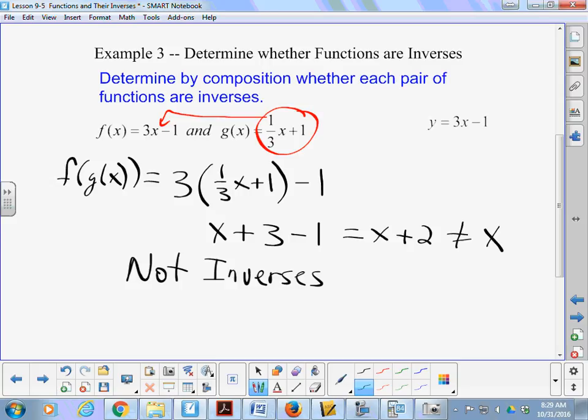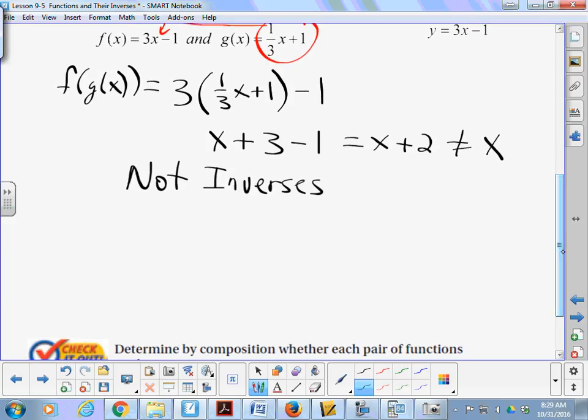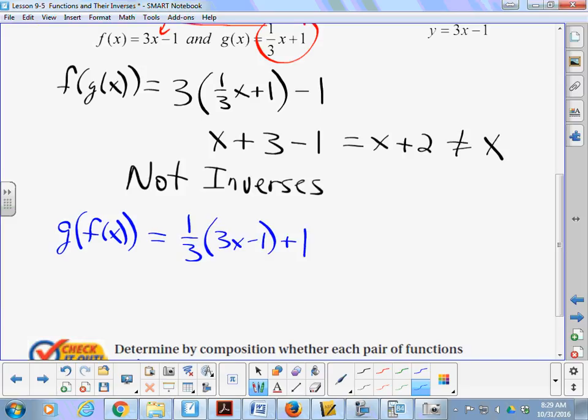So we're using composition. So let's do it the other way just to verify the other way. You don't have to do it both ways to prove that it's not, but you do have to do it both ways to show that it is. So if we do g of f of x, that gives us 1/3 times 3x minus 1, plus 1. All right, we're just replacing x with the other function. So 1/3 times 3x is x, minus 1/3, plus 1. So that's x plus 2/3. But once again, that's not equal to x.